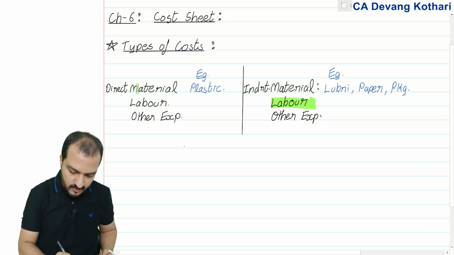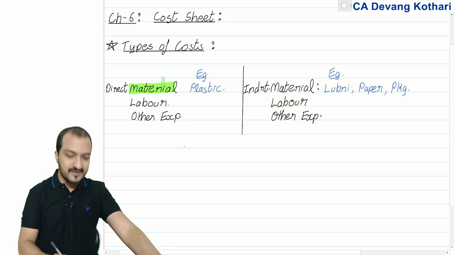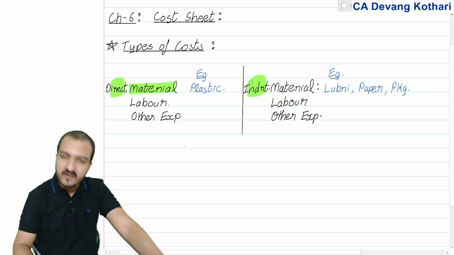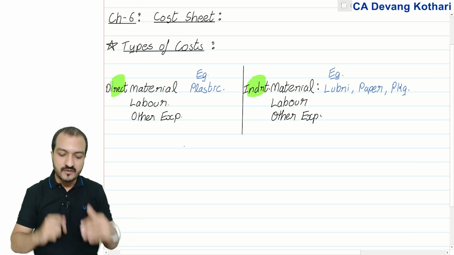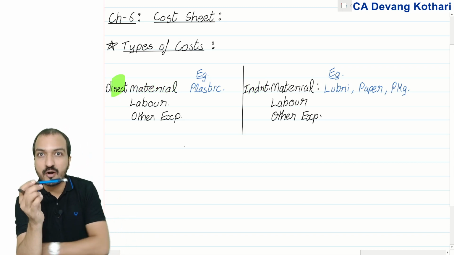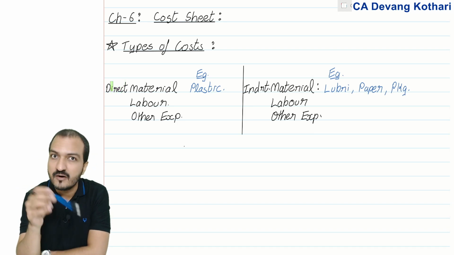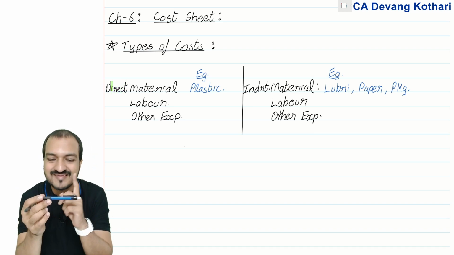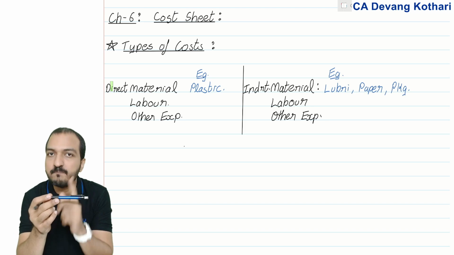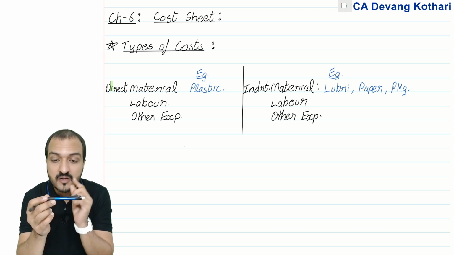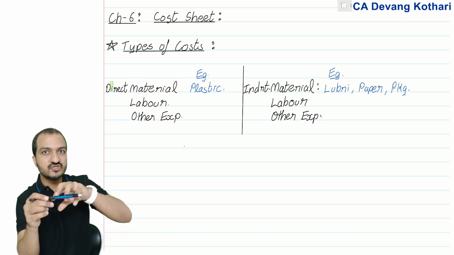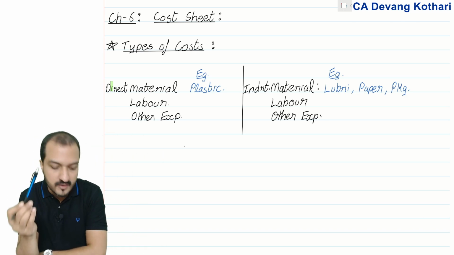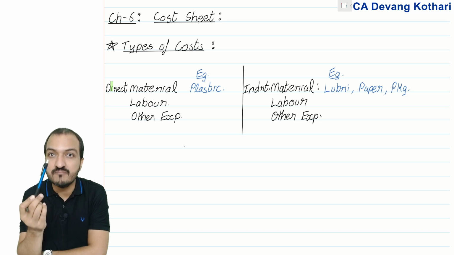Right now, let us talk about material. What does the word direct mean? What does the word indirect mean? The word direct means it is directly related to your final product. In my example here, my final product is making these pencils. The material which is directly consumed in making this final product is called direct material.